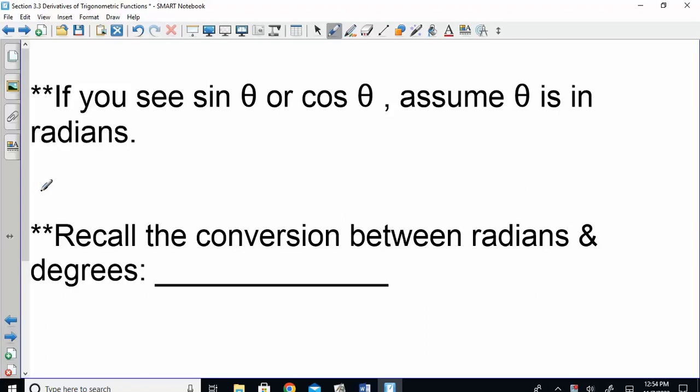If it was in degrees, we know we could just convert it. How? Pi radians is equal to 180 degrees. So we could always use that conversion if it were given in the other form. But unless I tell you otherwise, we will assume that we are dealing with radians.